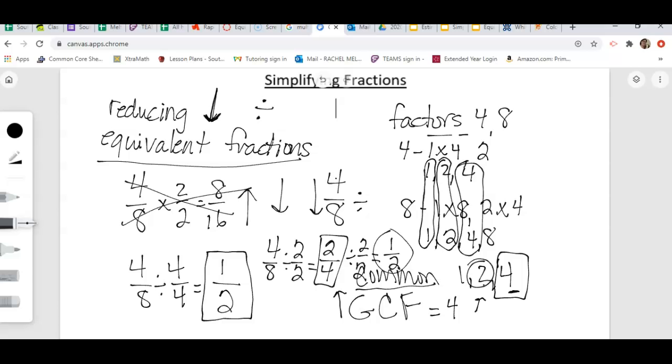This is what I was talking about the other day when we did our vocabulary. If you find your greatest common factor, then usually when you're simplifying, you only have to divide once.